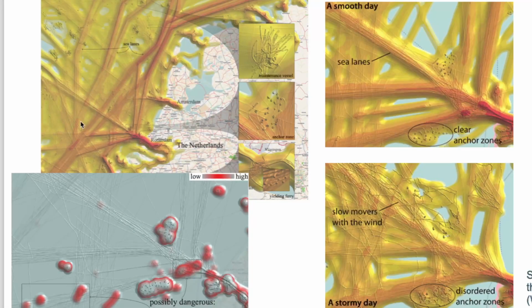Let's go back. So this is maritime traffic around the port of Rotterdam. And we see that if the weather is nice, then we have really clear shipping lanes and anchor zones where ships, if they're anchored, really stay at one location. But if it's a stormy day, then those shipping lanes become much more erratic, and the anchor zone becomes much more disordered and disorganized as well.